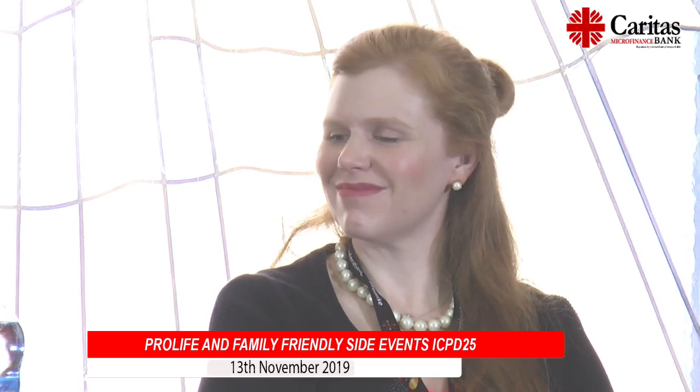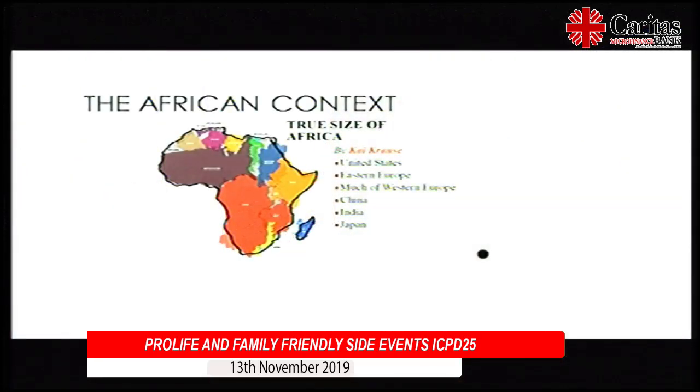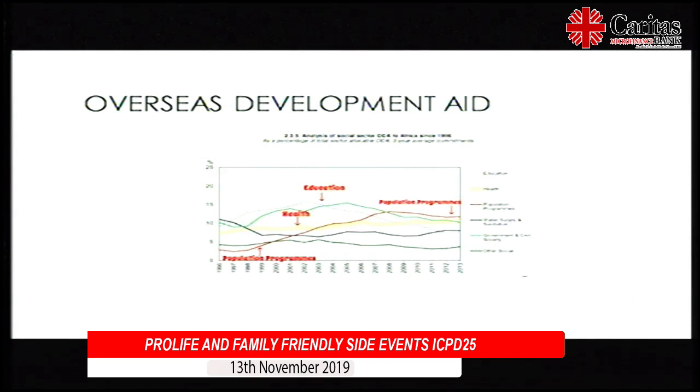Okay. So the point that this is trying to make is that the idea that the continent of Africa, the countries of Africa, are overwhelmed and overrun with people is simply not true. This is another quick slide just showing the overseas development aid in the social sector to Africa since 1996. What you'll see is that population programs are better funded in education, health, water, government, and civil society, and that funding has increased steadily over the 2000s.